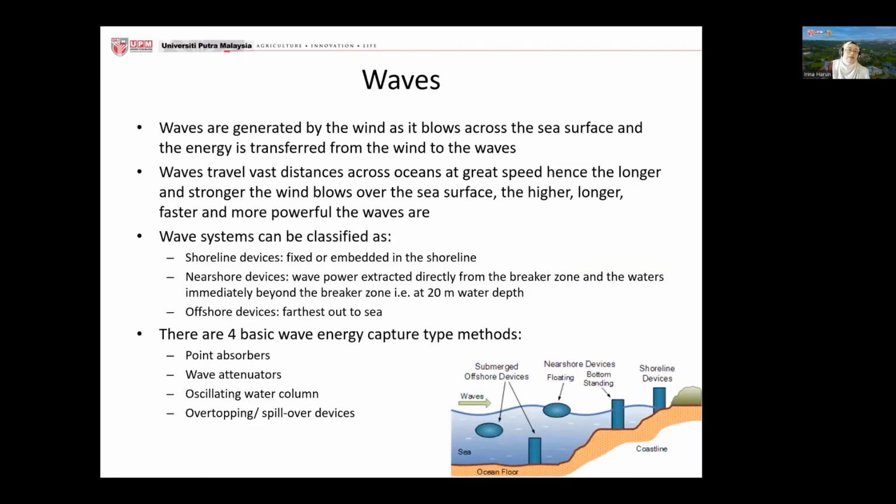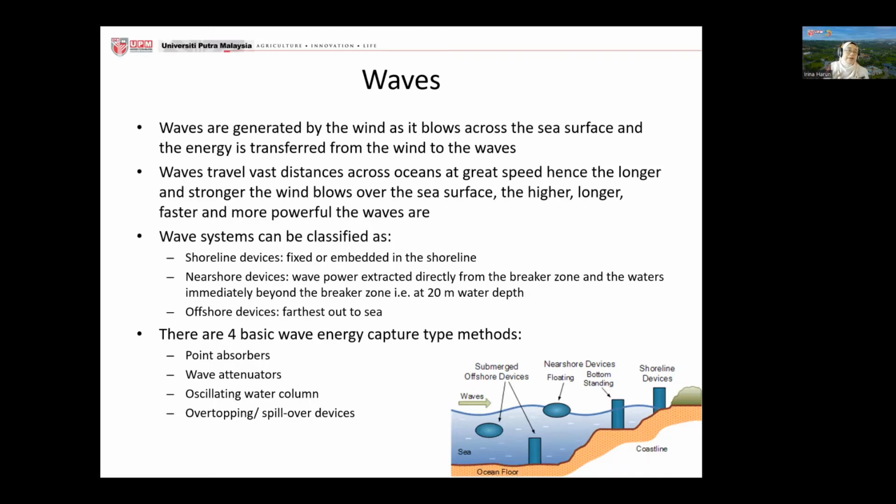Right, so just now it was about tides, now it's about waves. Waves are generated by the wind as it blows across the sea surface, and the energy is transferred from the wind to the waves. Waves can be different depending on various factors. The stronger the wind blows, the higher, longer, faster, and more powerful the waves are.